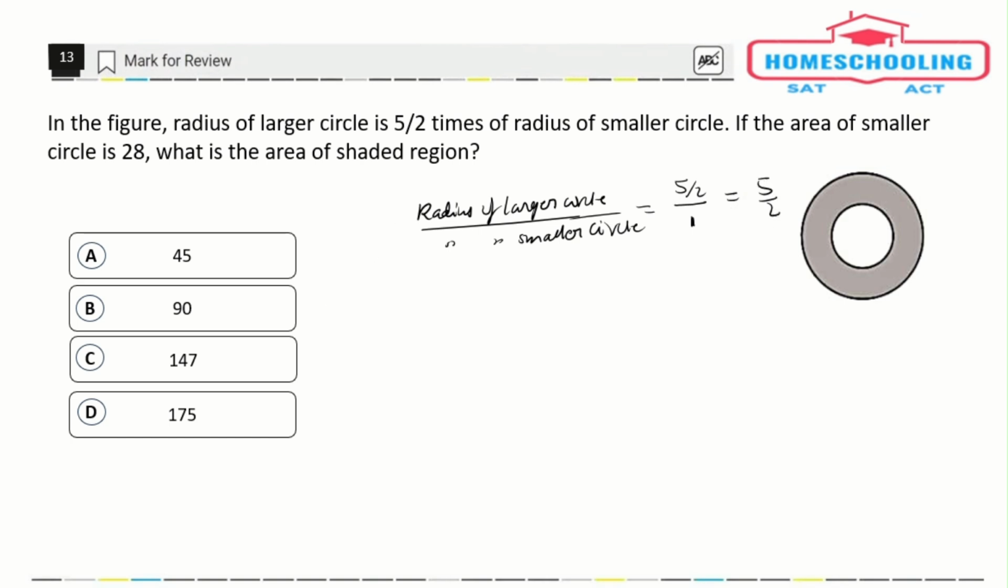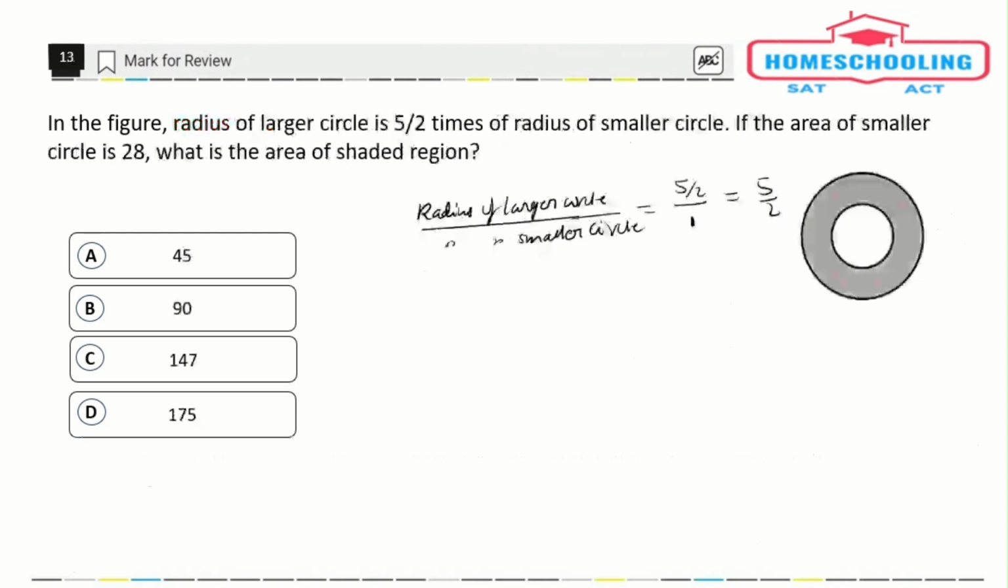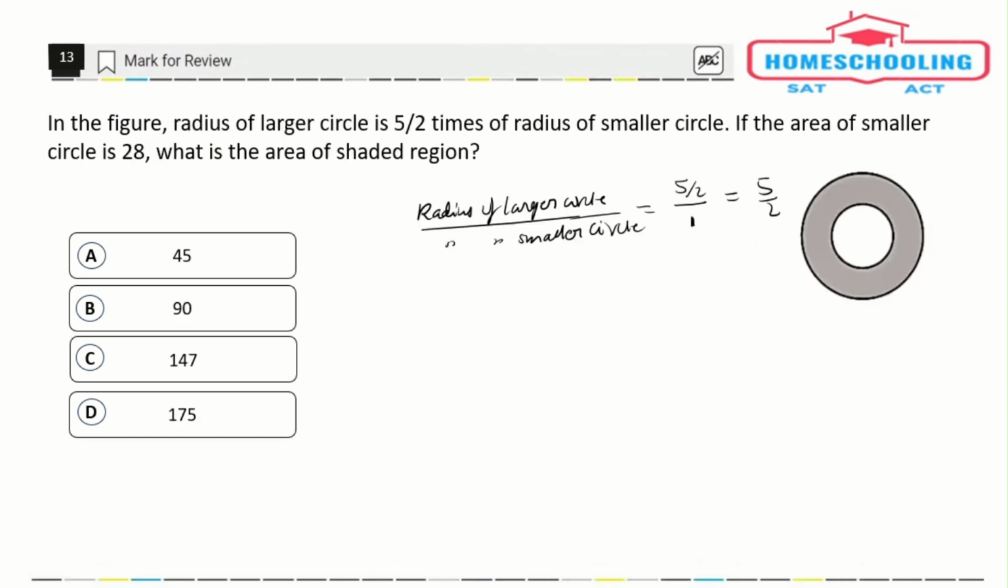So as we have read before, if the ratio of their lengths is given, here the radius is given, so the ratio of their areas would be the square of it. So area of larger circle divided by area of smaller circle.